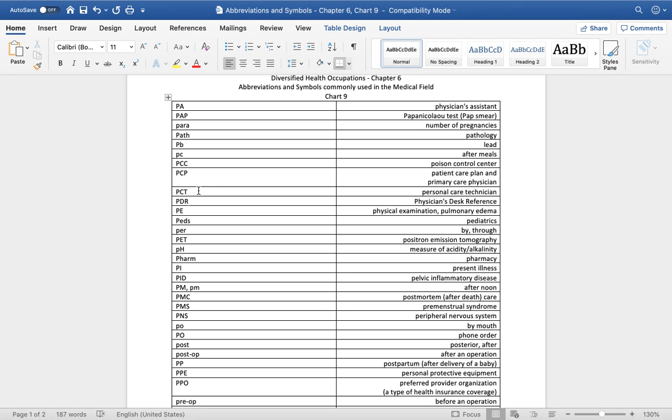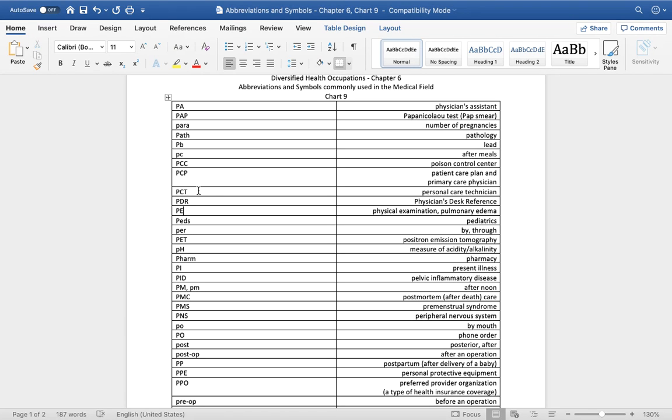PDR, Physician's Desk Reference. This is an annually published documentation for pharmaceuticals and all the prescribing information related to each drug. So what are the indications for the drug? What are the contraindications? What are they prescribed for? What are the therapeutic effects? What are some possible side effects? So the Physician's Desk Reference, which is pretty lengthy, is published and updated every year as new drugs come out.